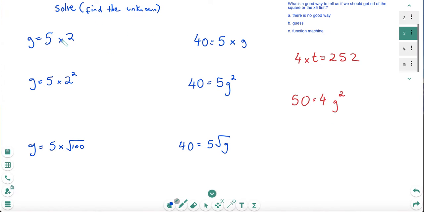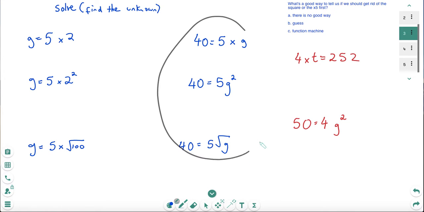So for each of these questions, I want you to find g. So here, g is equal to 5 times 2. That should be pretty straightforward. g is equal to 5 times 2 squared. Pretty straightforward. And g equals 5 times 100. Here, a bit more algebra involved because g is not by itself.